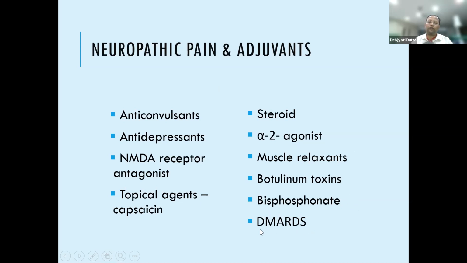Bisphosphonate in osteoporosis. DMARDs. DMARDs is another drug class which is also in the prostaglandin pathway, TNF alpha, TNF inhibitors mainly. So those also work in the transduction pathway. So this also causes the starting of the pain signal. Okay, so these are used in inflammatory arthritis cases. So these are not directly painkillers, but pain practice people have to use these drugs also.